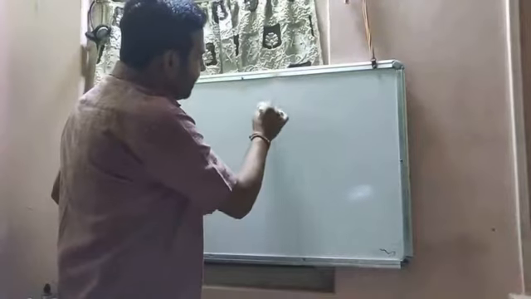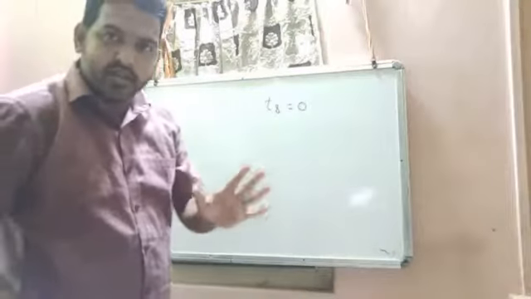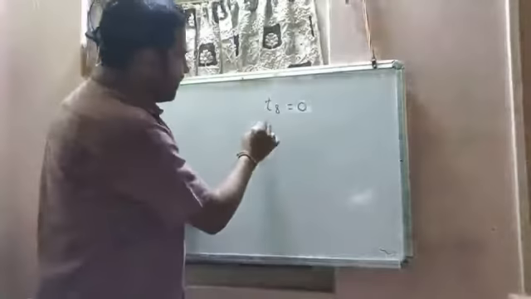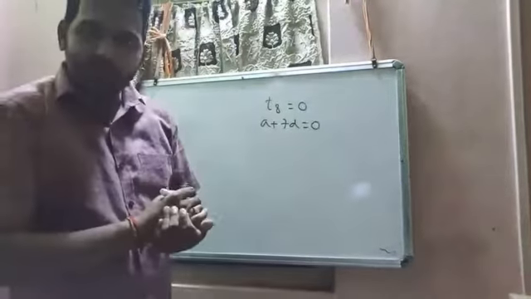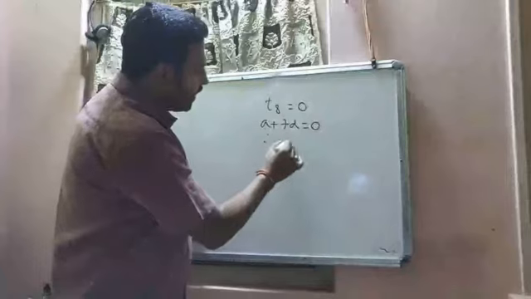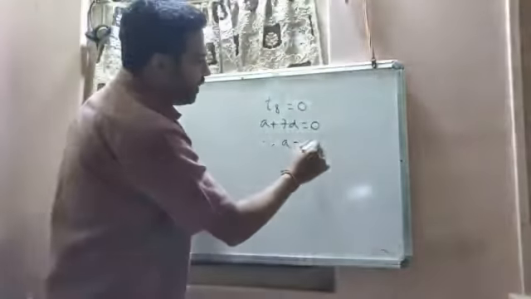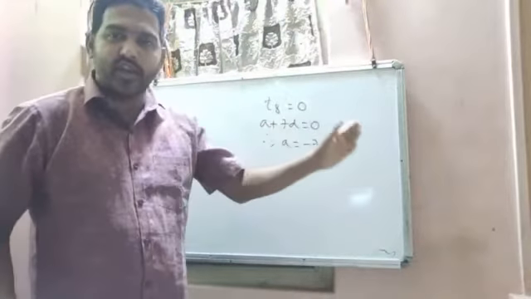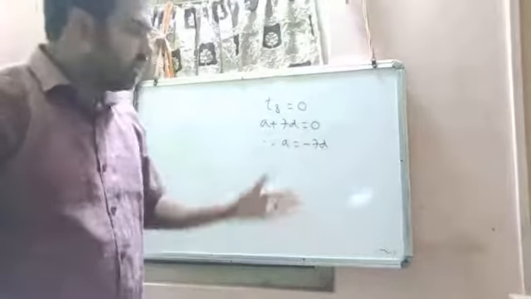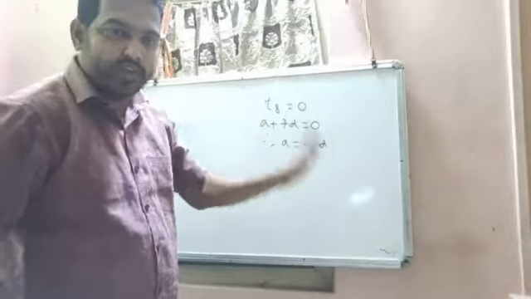What is given? T8 is equal to 0. Let the first term be A and the common difference be D. So I can write A plus 8 minus 1, that is 7D, is equal to 0. Therefore, I can express A in terms of D. A is equal to minus 7D. If 7D is taken to the right hand side, it will become negative. So this is the relation: A is equal to minus 7 times D.